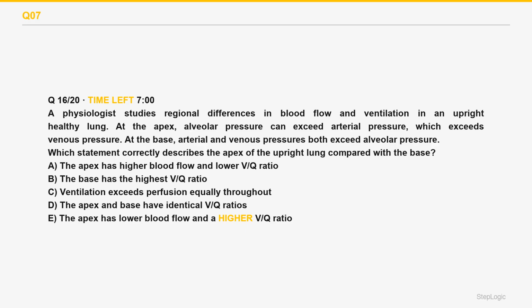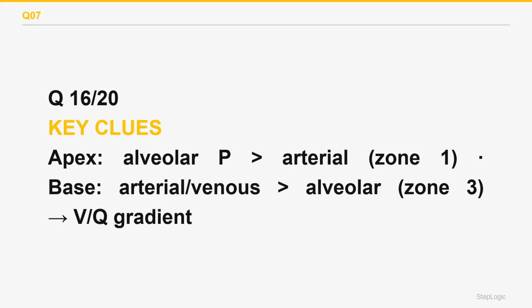Read the command: describe the apex versus the base. Upright lung zones. Apex has lower flow and higher V/Q ratio. Base has higher flow and lower V/Q. In the upright lung, gravity creates a gradient. At the apex, this describes West Zone 1 physiology.